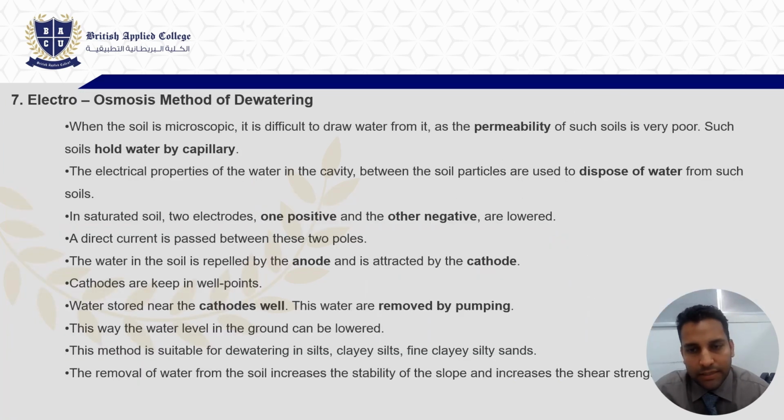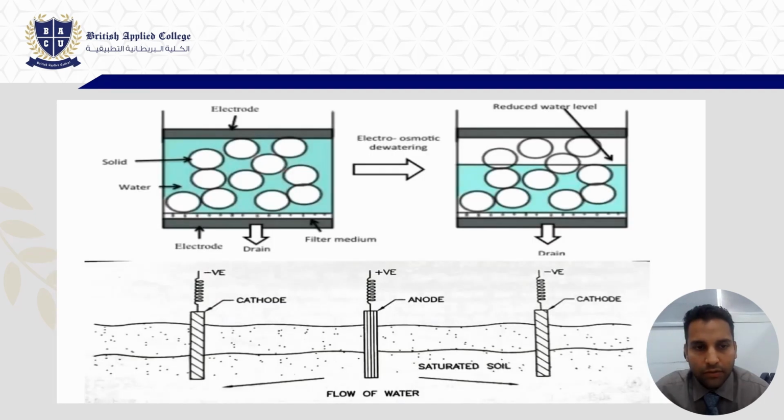And the last one is the electro-osmosis method. In this, one positive and one negative electrode, anode and cathode, is present. Due to the flow of current, we will remove the water. There would be a positive charge and a negative charge. The negative side would be your cathode, whereas the positive side would be the anode. The water will flow towards that side, and we will suck the water and do the dewatering process. So this is all about your dewatering methods.